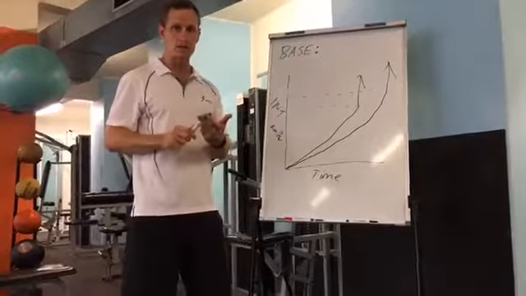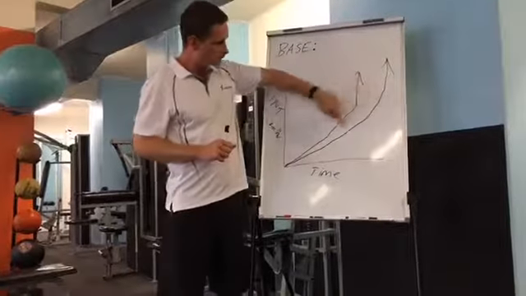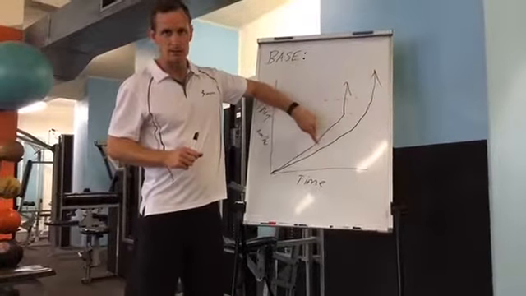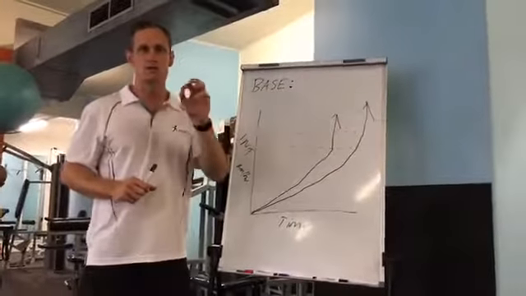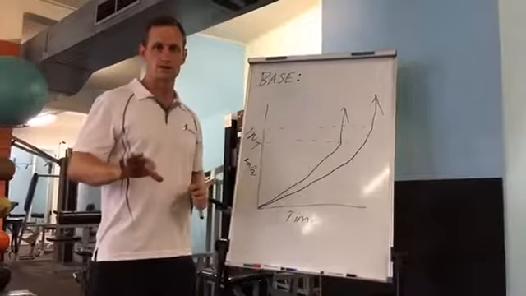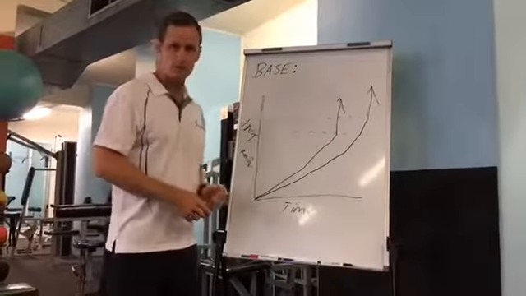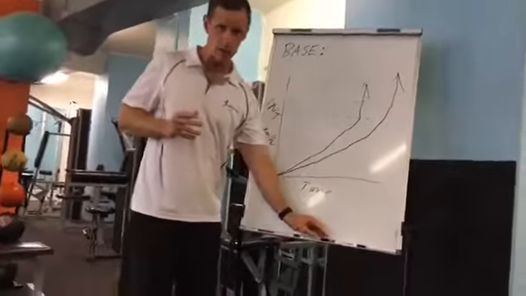So the 2 main adaptations are, 1, we produce less lactic acid at the same intensity, and adaptation 2 is we get rid of it faster. So it's flushed out of their system a lot quicker. So 2-fold adaptation for anyone who's trained.